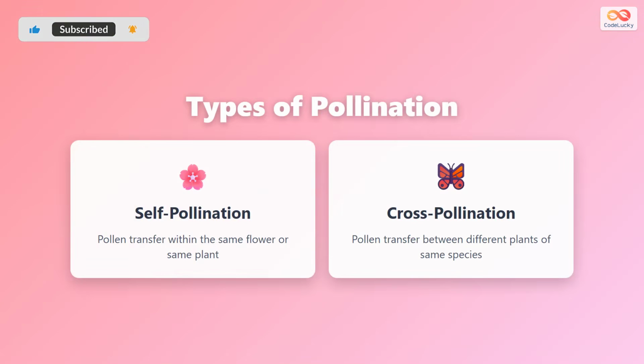There are two main types of pollination. Self-pollination occurs when pollen is transferred from the anther to the stigma of the same flower or another flower on the same plant. This type of pollination ensures reproduction even when pollinators are scarce. Cross-pollination occurs when pollen is transferred between flowers of different plants of the same species. This type promotes genetic diversity and produces stronger offspring.